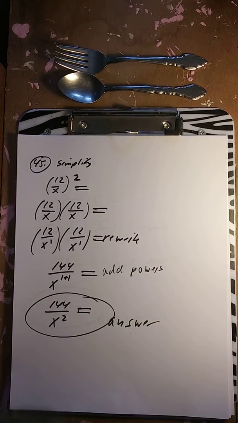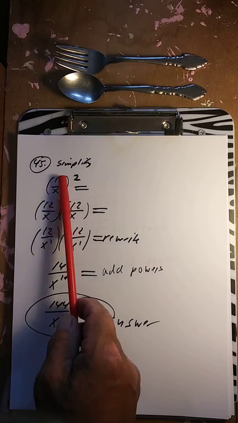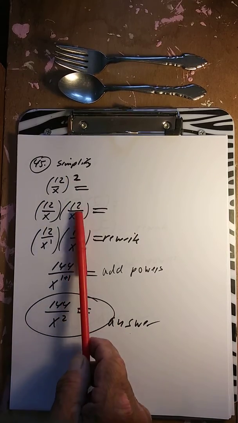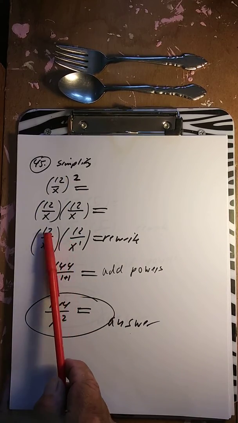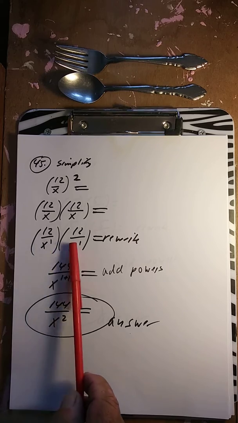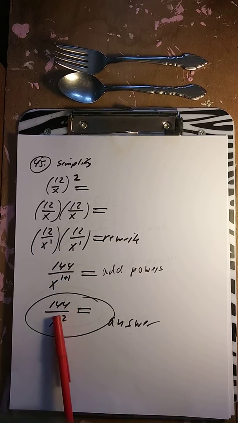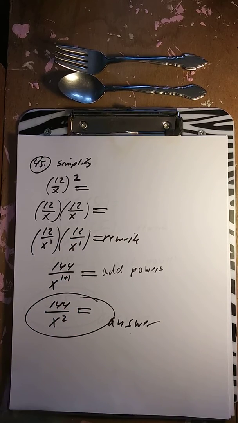Simplify this. We have 12 over x squared, which means 12 over x times 12 over x. That's x to the 1, x to the 1. 12 times 12 is 144. Add the powers, 1 plus 1. So 144 over x to the 2 power.